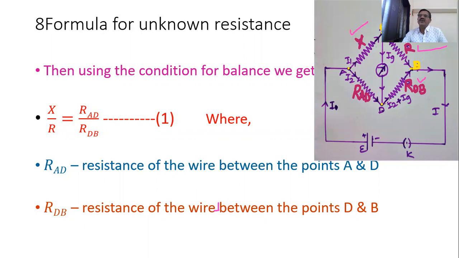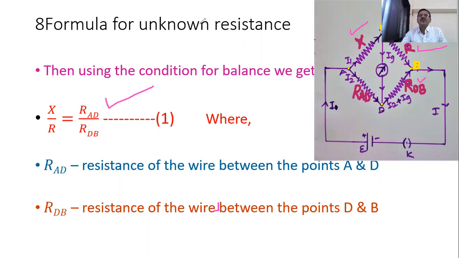And as the network is balanced, we know the balancing condition: P divided by Q is equal to S divided by R. Therefore, here we can write X divided by R is equal to RAD divided by RDB. So this is the balancing condition.